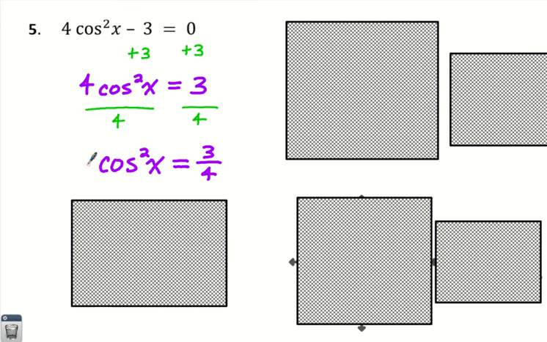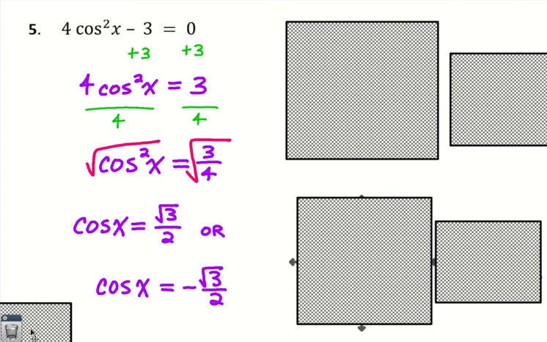Well, I think we're going to take the square root of both sides. But, as this should make sense to you, whenever you take the square root of both sides, solving for x, or in this case, solving for the cosine of x, we get plus or minus whatever.